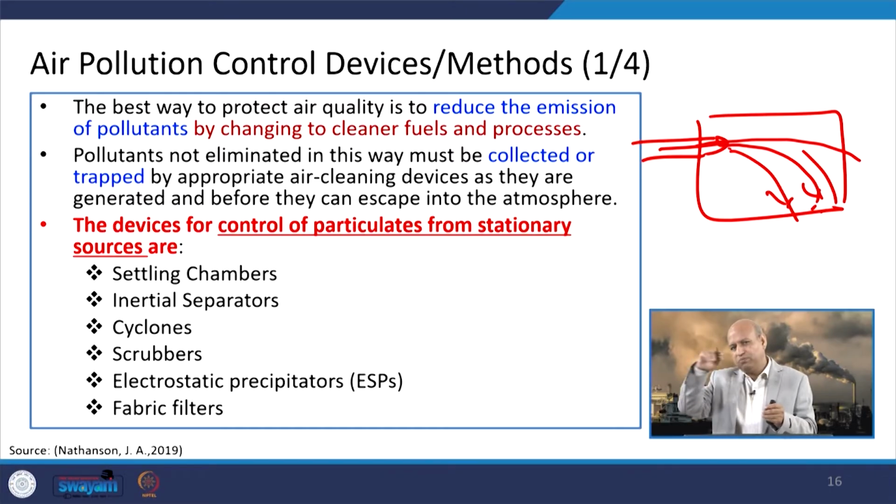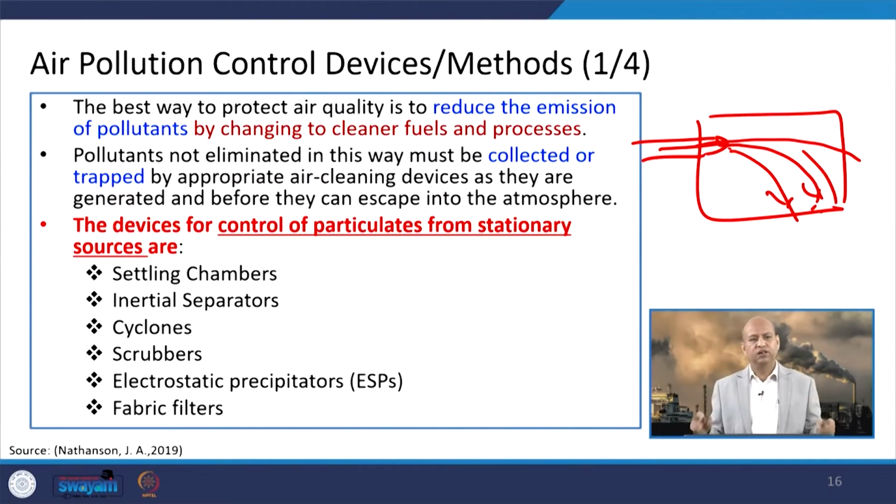In cyclones, again by centrifugal force, we reduce the velocity of the particles when they strike the surface, and they slide down and you can collect them in the hopper. So, we will see those scrubbers, where some solution is there in which we can capture the pollution. These wet scrubbers can be useful for particulate matter as well as gaseous pollutants.